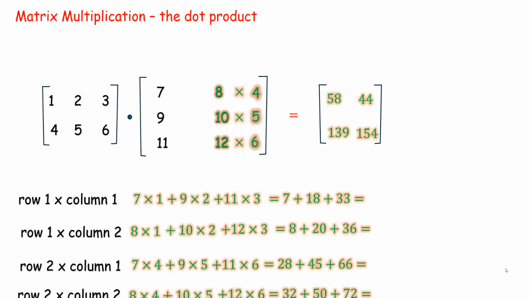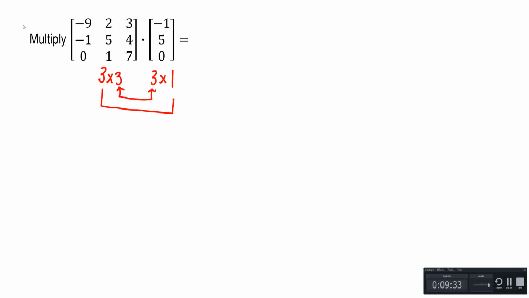So let's look at another example. All right, this one's pretty simple. We know that this is a 3 by 3 matrix over here, and this one is a 3 by 1 matrix. And so you can see that the two middle numbers are the same, and so you know that this is possible. You can multiply these. Okay, so you know that your answer is going to be a 3 by 1 matrix. So it's going to be 3 rows and 1 column, just like the second matrix there.